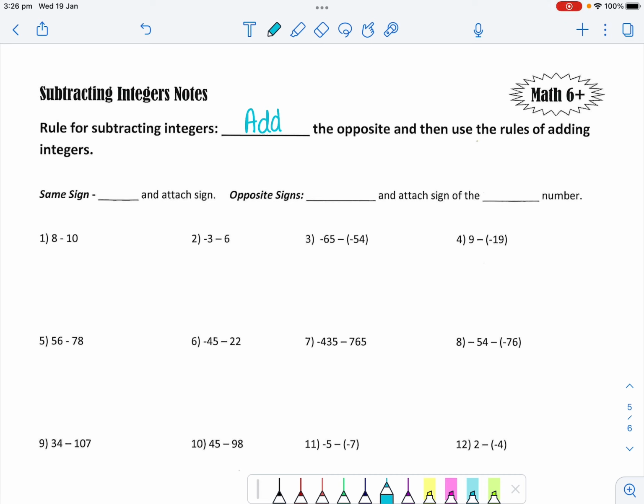For the same sign, you're going to add and attach the sign. For opposite signs, you're going to subtract and attach the sign of the bigger number.